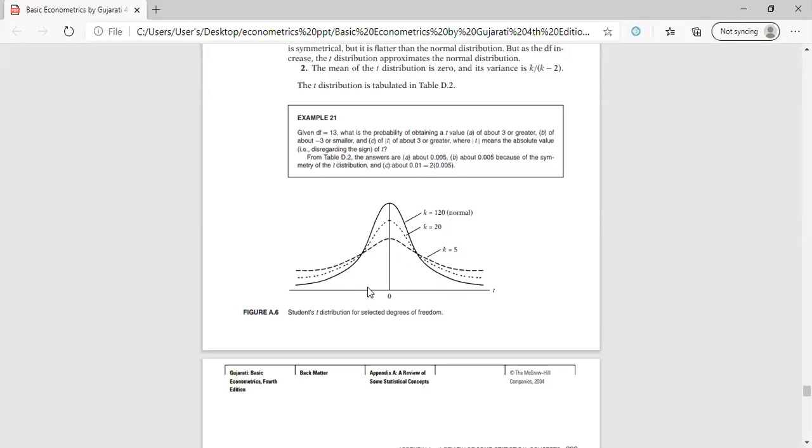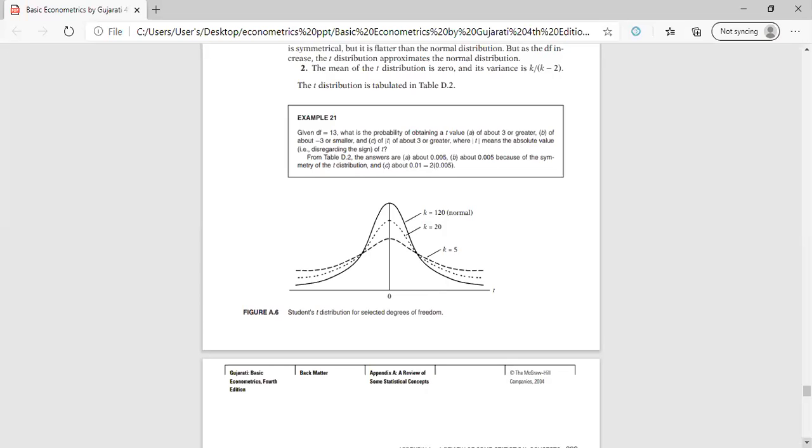But T actually gets more and more like normal as this K increases. If your sample size increases, T becomes more and more like a standardized normal variable. But for a small sample size, T is a little bit different. Its mean is 0, it is symmetric, but its variance is bigger than 1. So that's T.